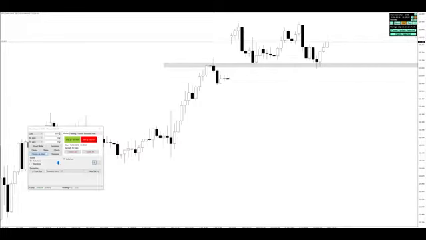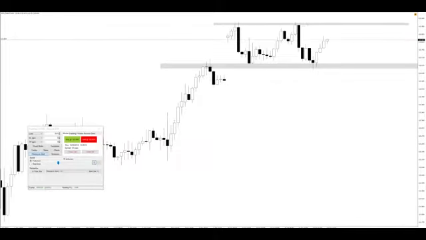Let's take a look at the 30-minute also. I think a better trade idea is going to be for price to break above this area and then continue going up.